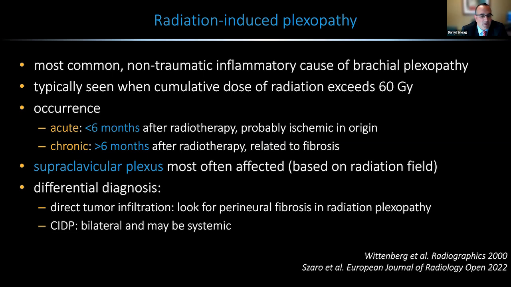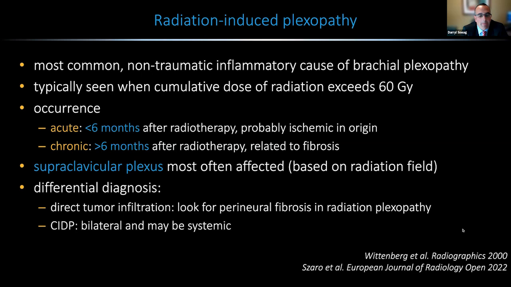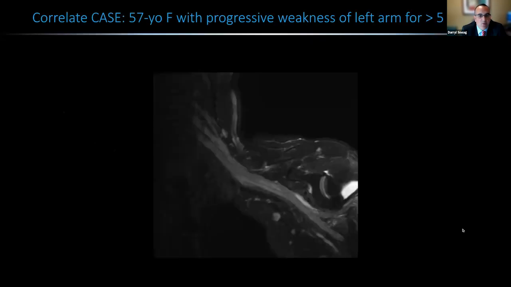The supraclavicular plexus is most often affected. It's just due to the radiation field. And the differential diagnosis, and these were answer choices, would be direct tumoral infiltration. And again, look for that perineural fibrosis. Tumor could be sort of nodular, but often just kind of more smooth involvement and without that perineural fibrosis. And chronic inflammatory demyelinating polyneuropathy, or CIDP, tends to be bilateral and maybe systemic as well.